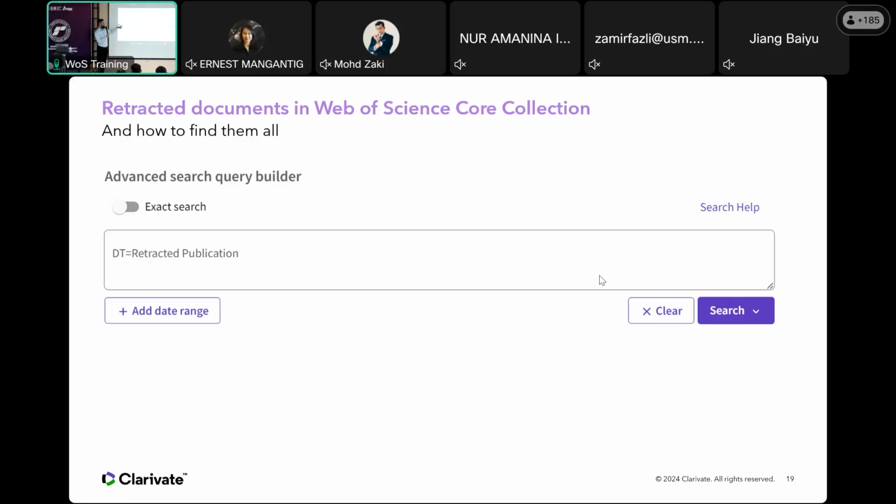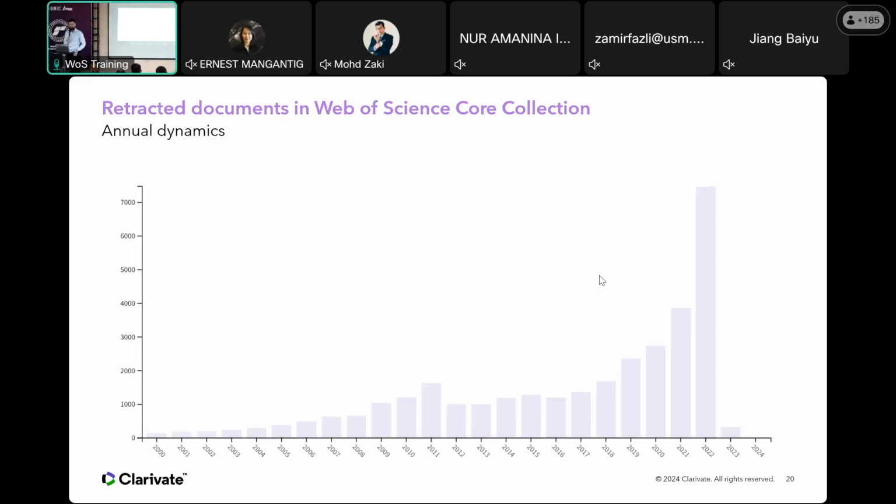And if we put DT equals retracted publication and just hit the search button, it's going to return us all these 33,000 retracted publications that exist on Web of Science.